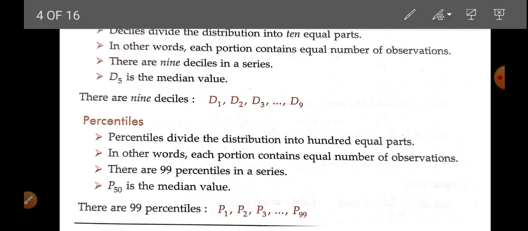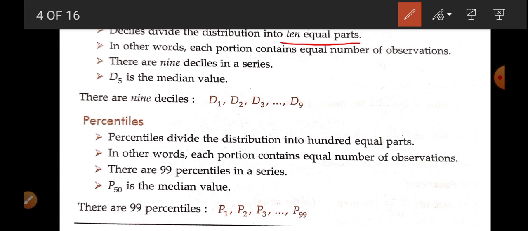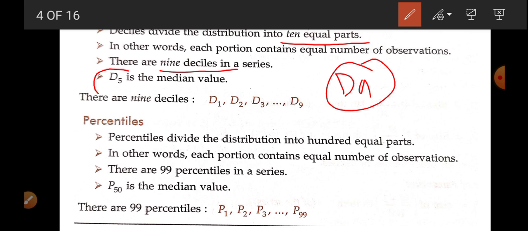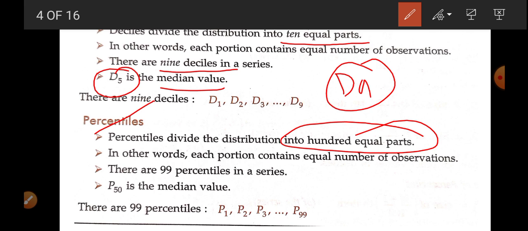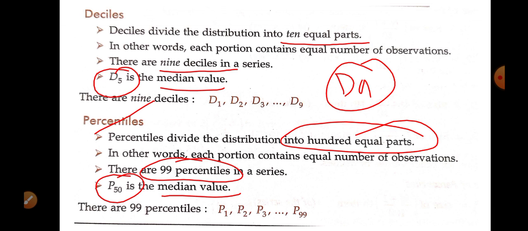Now next is decile. Decile is going to divide the series into 10 equal parts. Okay, and how many do we calculate? D9. The 9 deciles are calculated. D5 is going to denote the median. Okay, now come to the percentile. The percentile divides the series into 100 parts. In total we calculate 99 percentiles. P50 is going to be the median of the series.